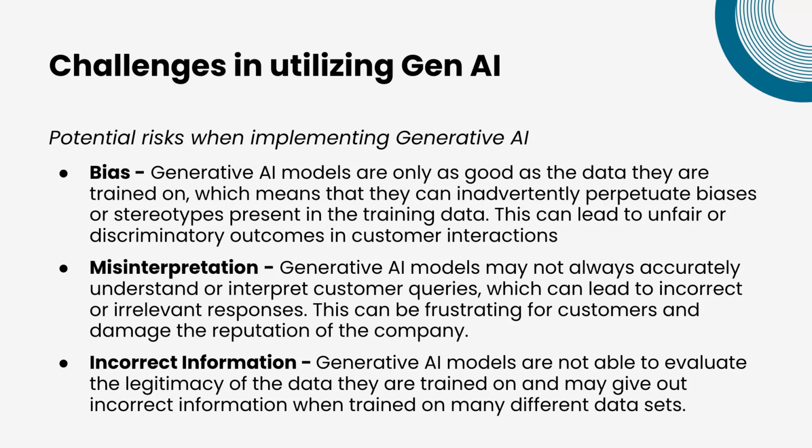in this presentation. Misinterpretation. Models may not always accurately understand the questions that a customer or a user brings. This can be frustrating when there are incorrect or irrelevant responses. And then incorrect information. Unfortunately, these models don't have the ability to discriminate between the legitimacy of what they're trained on. So we have to always watch out for correct or incorrect information coming out of these use cases.